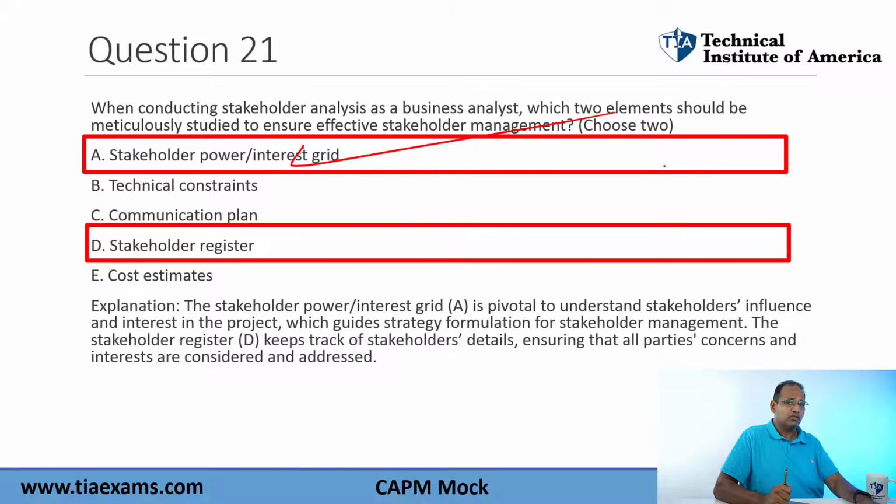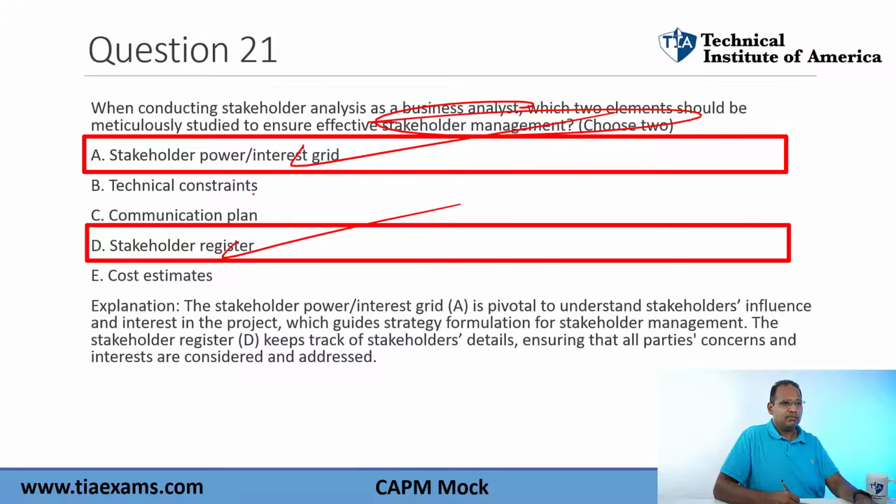And this we covered in the course. The power interest grid basically shows you their influence on the project, how the project impacts them, how are they going to impact the project, sometimes even looking at what roles they can play on a project. The stakeholder register is going to be a listing of all the stakeholders on the project. You can't manage stakeholders if you don't know who your stakeholders are.